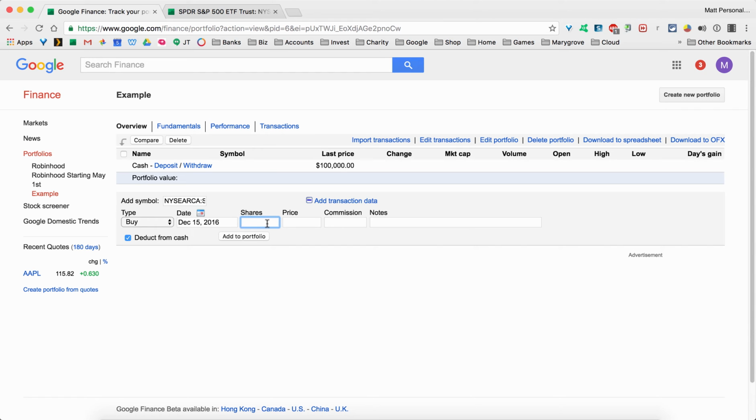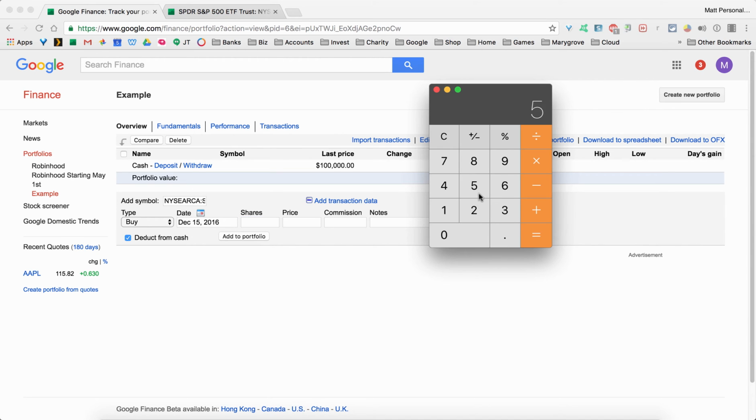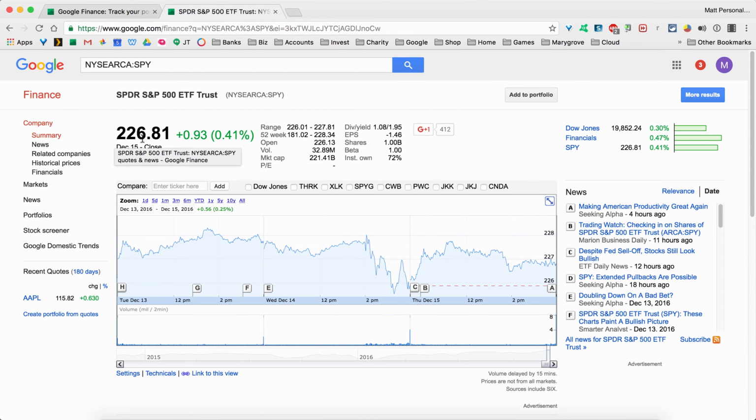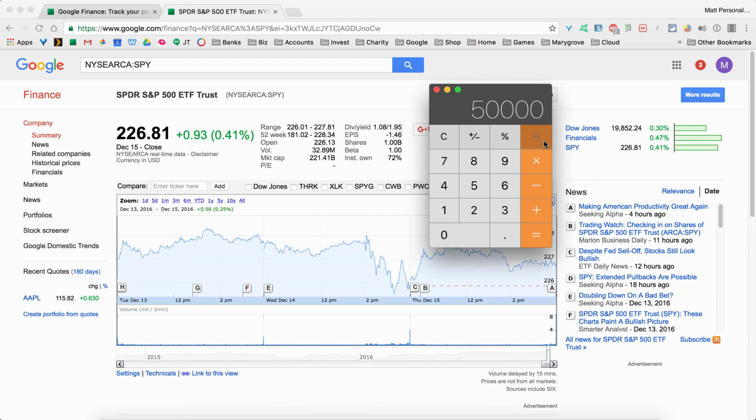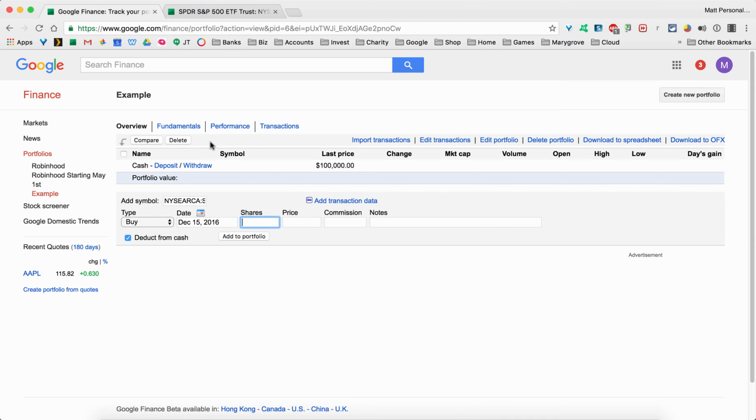So let's say I wanted to take half of my account and buy the Spider ETF. So the math on that would be $50,000, and I am seeing that the Spider ETF is trading at $226.81 currently. So I'm going to take that and divide by 226.81, and I'll find that I can buy about 220 shares at $226.81. So I'm going to add in 220.